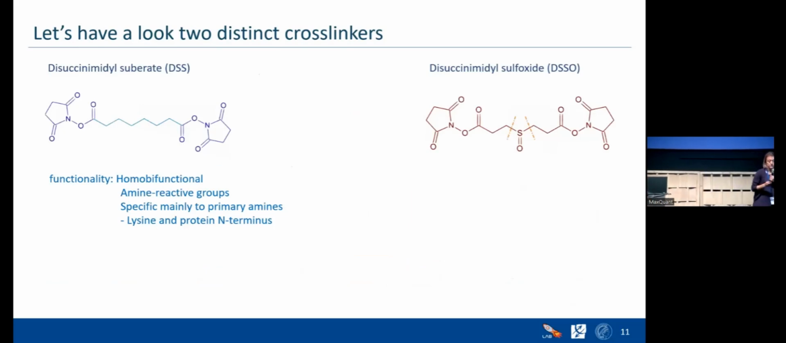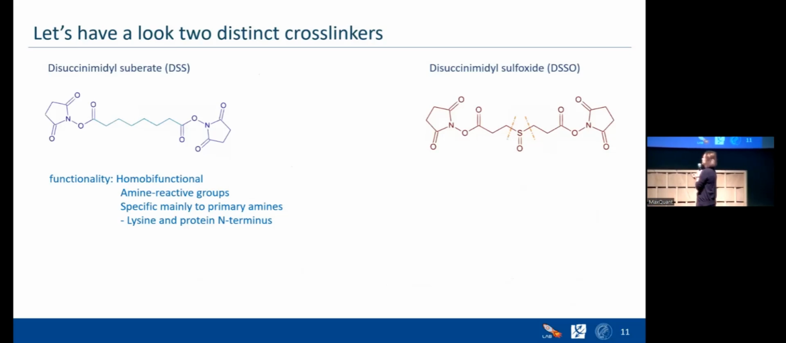Now let's have a look at 2 crosslinker examples. On the left, these are 2 popular crosslinkers: the left one is DSS and the right one is DSSO.